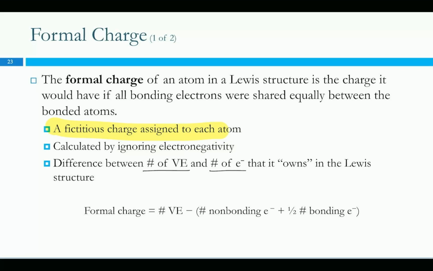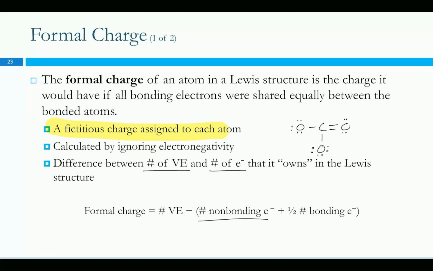So when we do that, we think of it as owning all of the non-bonding electrons. So if it has any lone pair, that counts fully. When it comes to bonding electrons, we consider only half of the bond to belong to each atom. I'll draw out the last resonance structure.